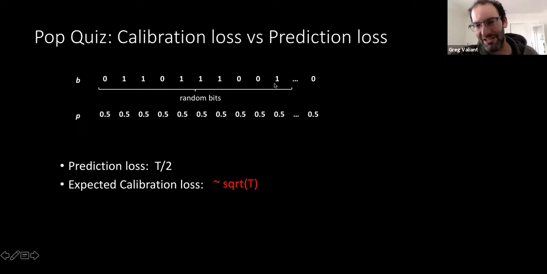Because the bits are random, in expectation we expect half of the bits to be 1, but the standard deviation will be root T, and so the expected calibration error will be on the order of root T.